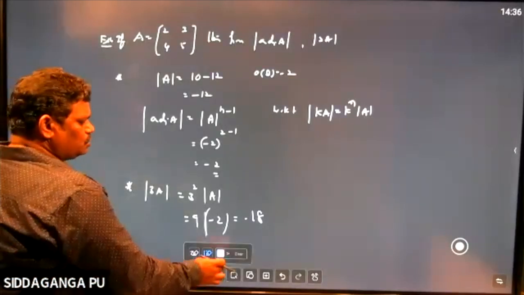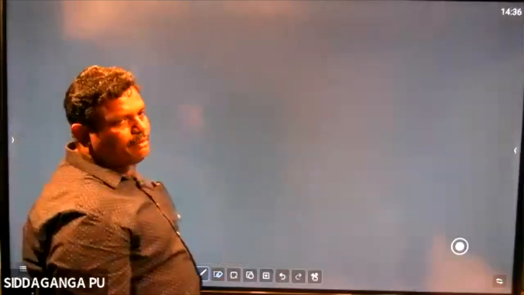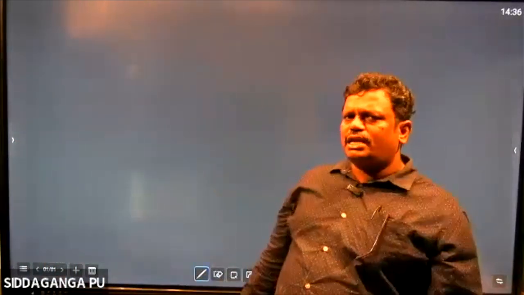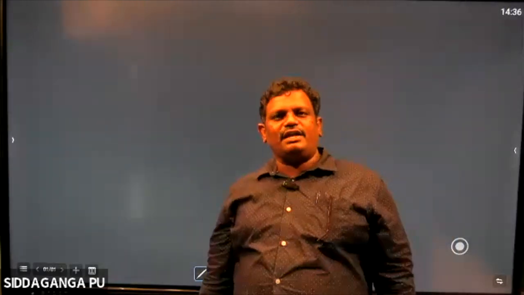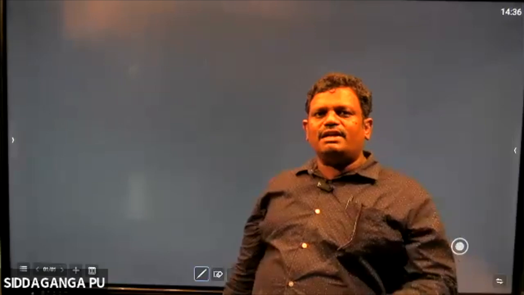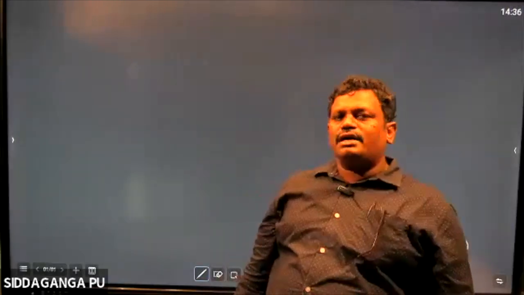Okay? Right. So this is the concept in totality of matrices and determinants. Today what we learned here, let me recall that concept once again. The determinant of any square matrix is a unique number, meaning any one number is given. That is called a determinant.